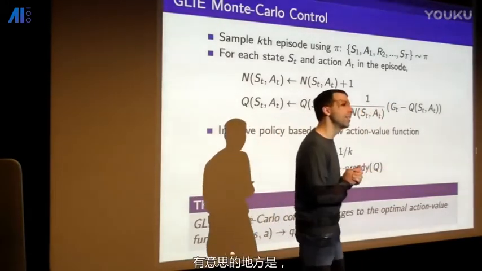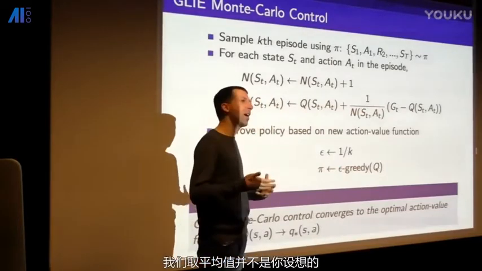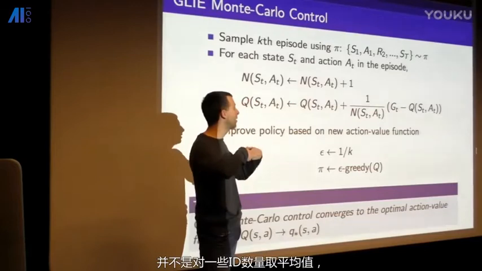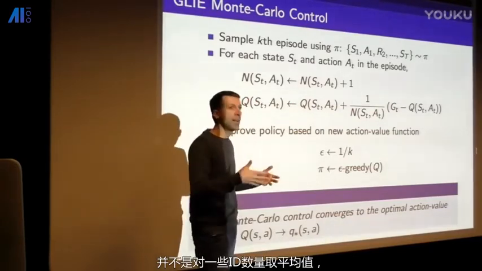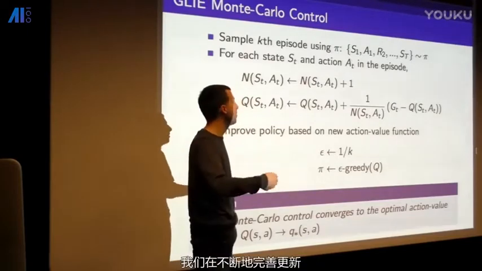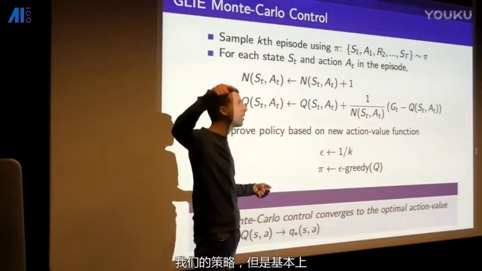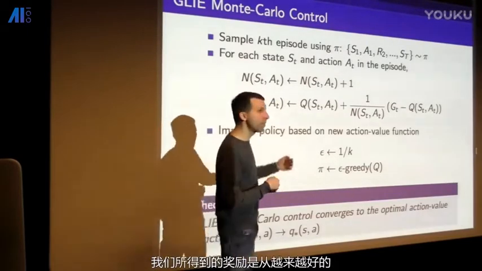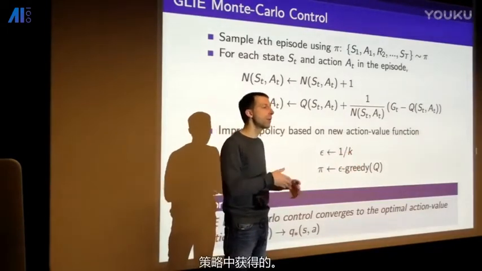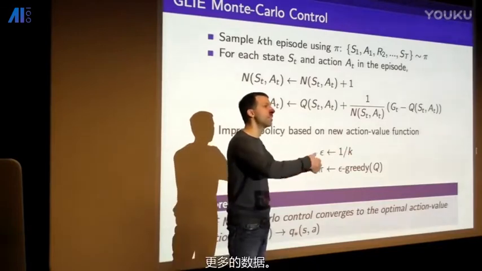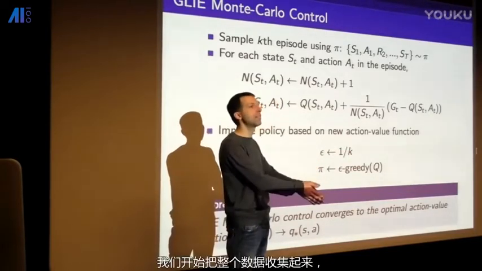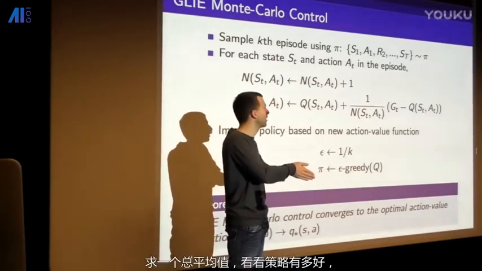Now, what's interesting about this is we're not taking a mean in the way that you might think of, like a statistical mean over some IID quantity, because the policy is actually changing over time. We're iterating over our policy, we're improving our policy, and we're taking returns from better and better policies into account. As we improve our policy, we're gathering more and more statistics, and we collect all of those statistics together to get one overall mean of how good it is.